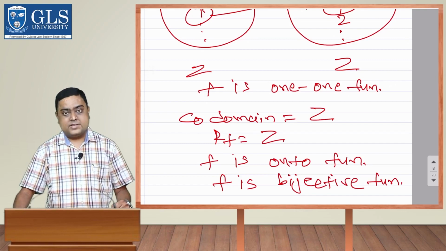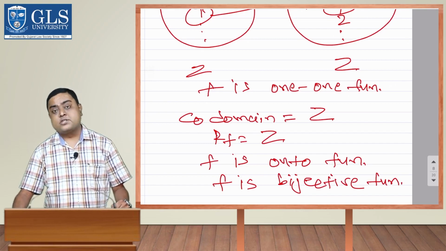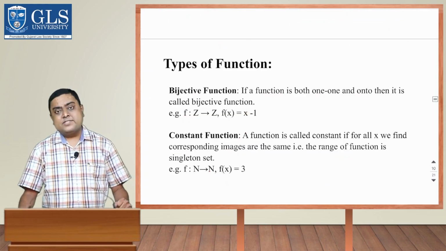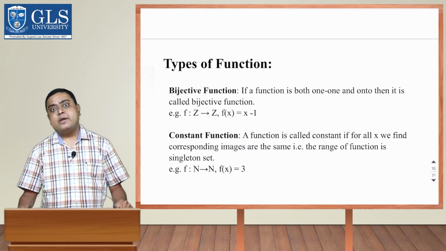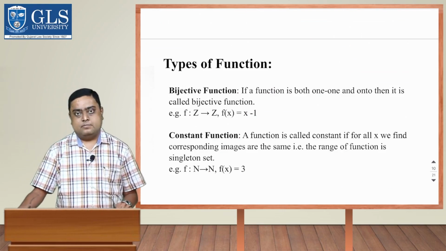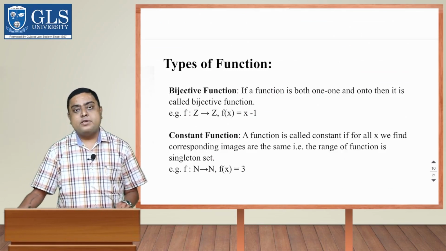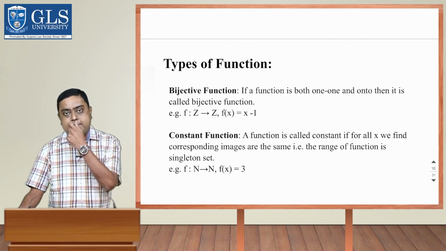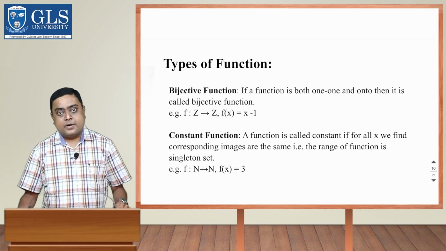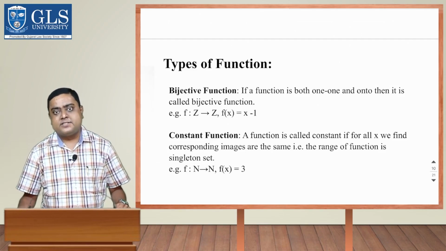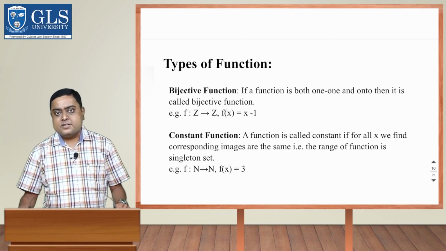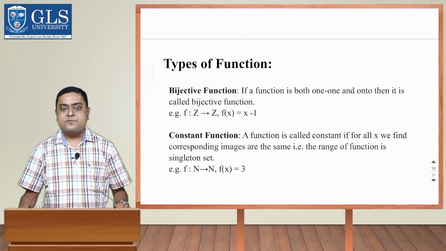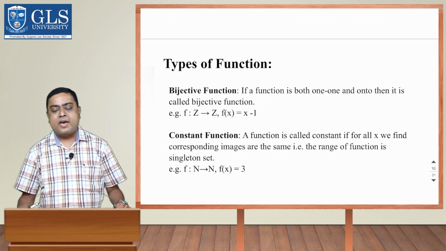Now we discuss the last type of function, which is the constant function. Friends, a constant function is independent of the variable x. There is no effect on the image for any value of x. Or in other words, the range of the function is a singleton set. Then the function is called a constant function. The example of this constant function is f from N to N, f(x) = 3.